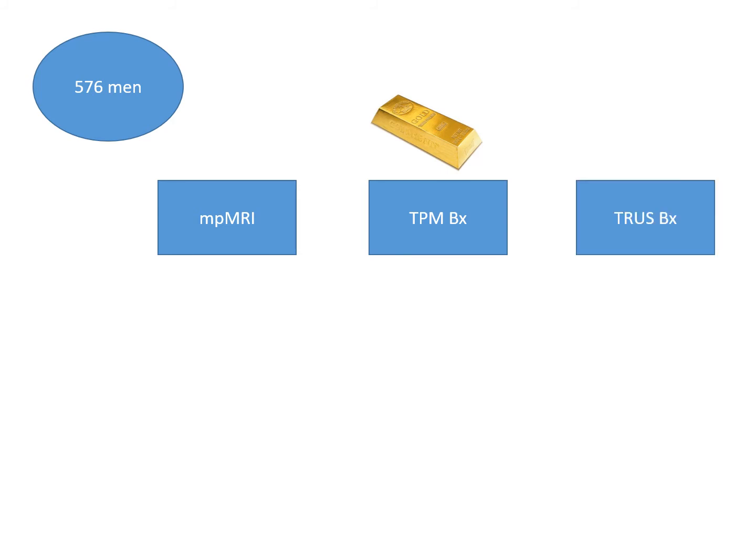Then they did the standard transrectal ultrasound random sampling biopsy. So you've got the MRI, you've got the usual practice, which was the random TRUS biopsy, and you're comparing them with the gold standard. That's the power of the study. What they found was that they detected prostate cancer in about 70% of cases. Clinically significant prostate cancer was 40%. Note the difference in those numbers.